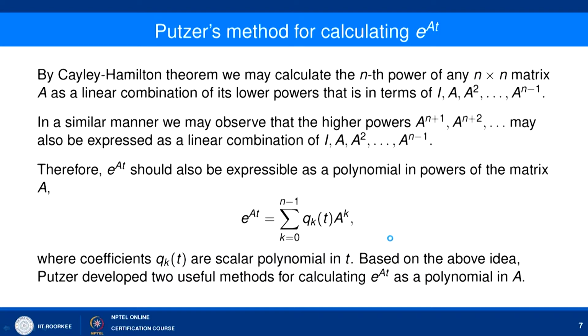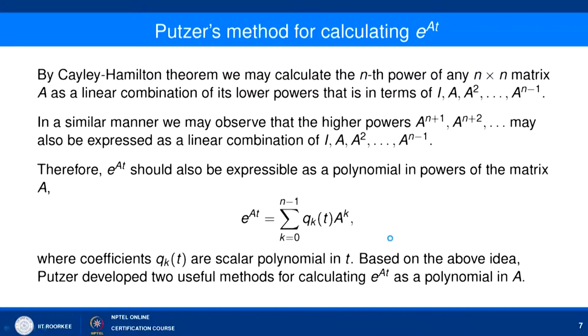Okay. Now, there are several algorithms available to calculate e to power A t. In fact, more than 3 are available, but here I am just listing only one. This method is known as the Putzer method for calculating e to power A t, and the idea behind it is the Cayley-Hamilton theorem. The Cayley-Hamilton theorem says that every square matrix satisfies its characteristic polynomial.